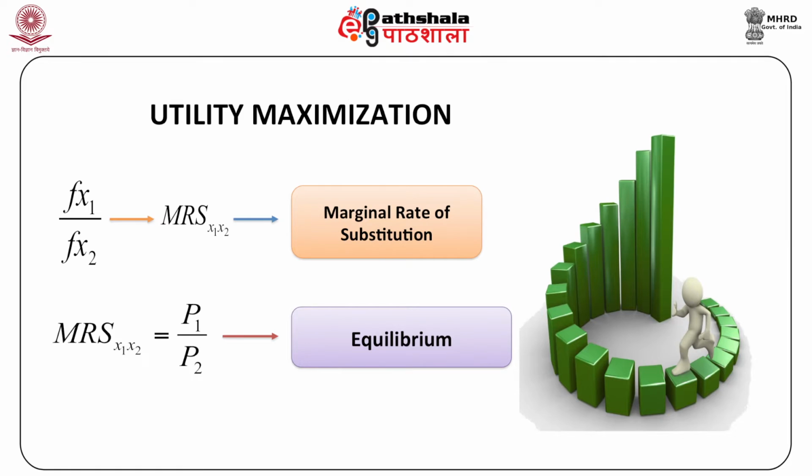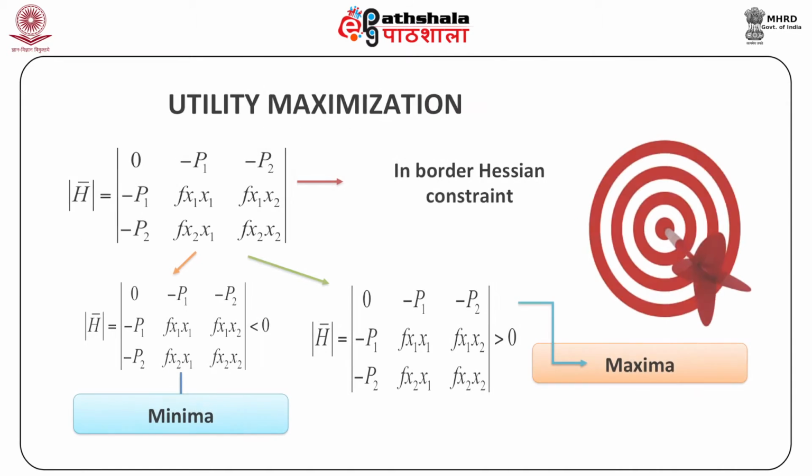We know that f_x1 by f_x2 is also known as the marginal rate of substitution of x1 and x2. That is, for equilibrium, MRS of x1, x2 is equal to P1 by P2, where MRS is the marginal rate of substitution. To find out whether this ratio maximizes the utility or not, this may be checked by the bordered Hessian condition, in which we use the constraint as a border in the matrix as follows.